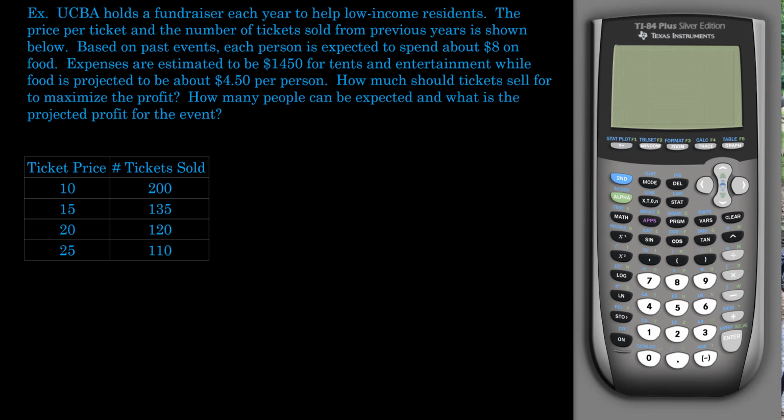Based on past events, each person is expected to spend about $8 on food, and expenses are estimated to be about $1,450 for tents and entertainment, and the food is projected to cost about $450 a person. How much should tickets sell for to maximize the profit? How many people are expected, and what's the projected profit for the event? Important questions to answer while you're planning to even decide if it's worth it.